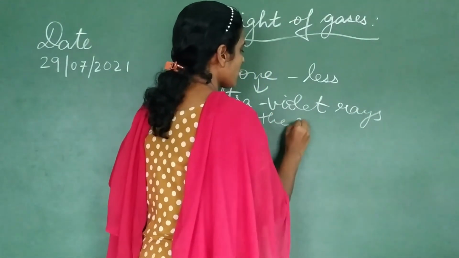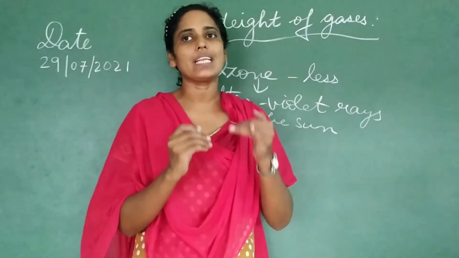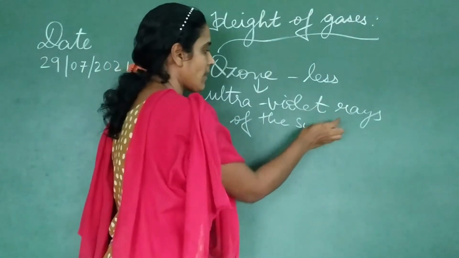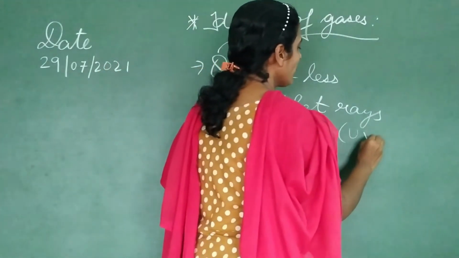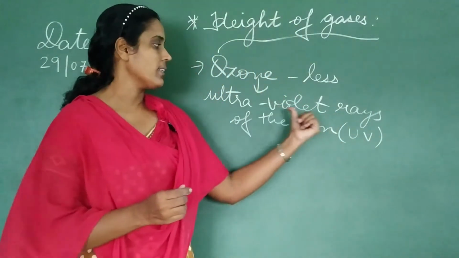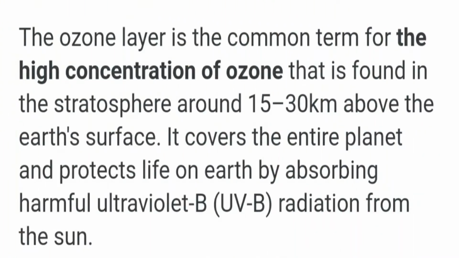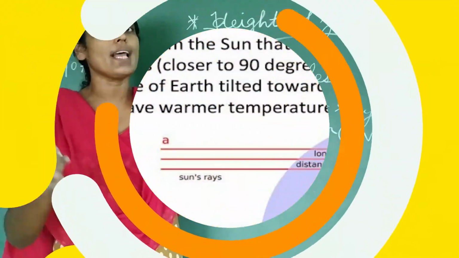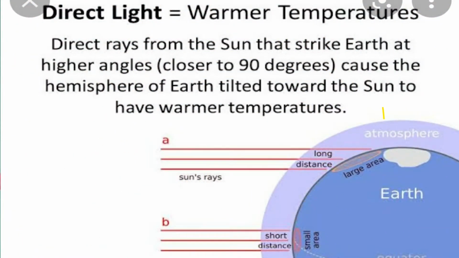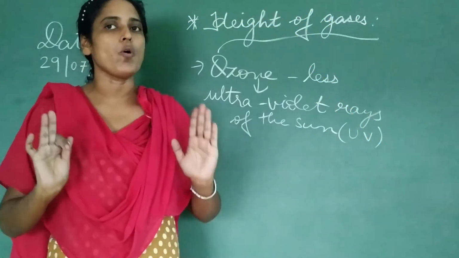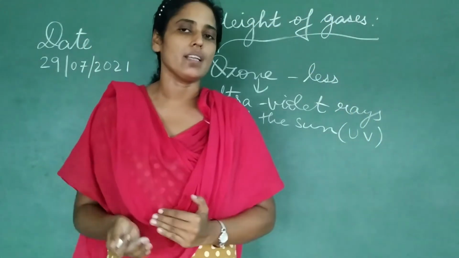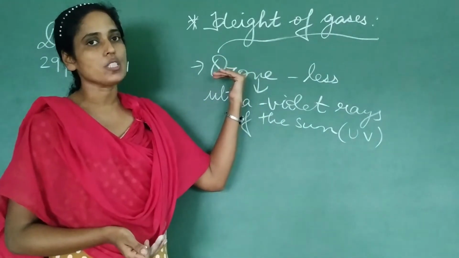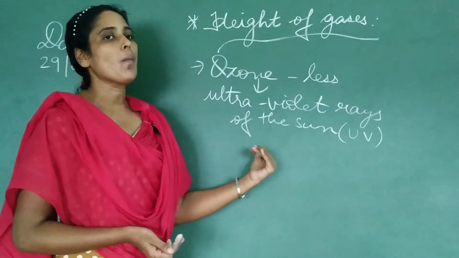And due to this gas, we experience very less heat. Why? Because this gas absorbs the ultraviolet rays of the sun. In short, you will call it UV rays. Which rays, students? Ultraviolet, that is UV rays of the sun, is absorbed by the ozone gas. And this gas absorbs the excessive heat from the rays of the sun and gives us a cool atmosphere. So nowadays scientists are of the opinion that because of the decrease of ozone gas in the atmosphere, we are having so much heat.